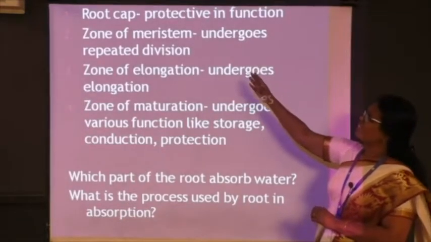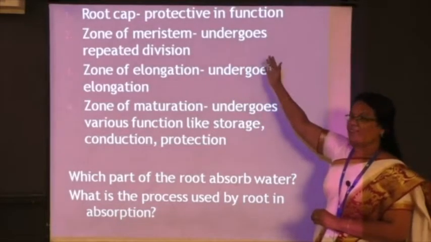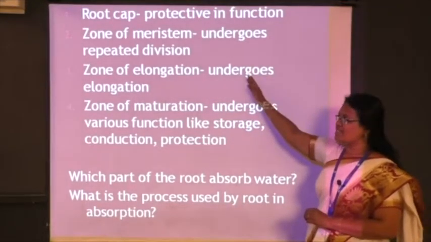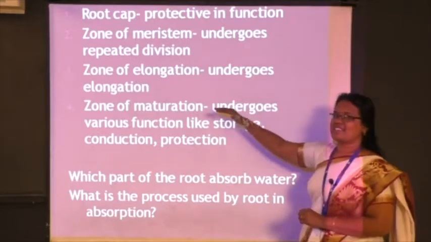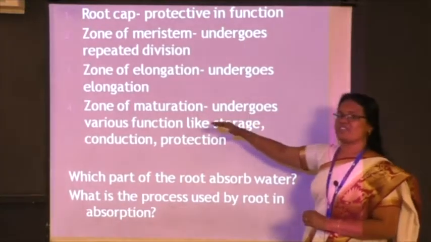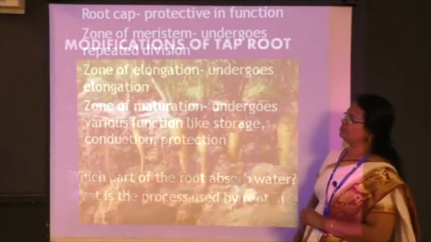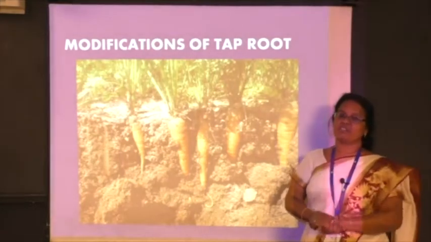So, the root cap region is protective in function. The zone of meristem undergoes repeated division in order to form new cells, and then the zone of elongation. The cells formed in the meristem undergo elongation. Next comes the zone of maturation. It undergoes various functions like storage, conduction and protection. Now we are going to enter into the secondary functions of root.